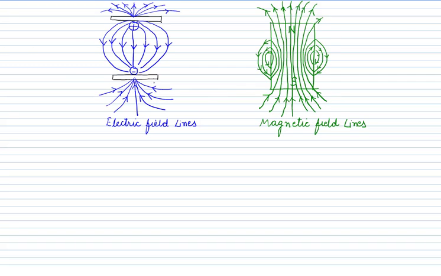So that is how we can show the electric field lines. Here we have taken a dipole, that is a positive and a negative charge. And here we have taken a bar magnet. So that is how you can clearly see the representation of electric field lines and magnetic field lines, and the similarities between these two.